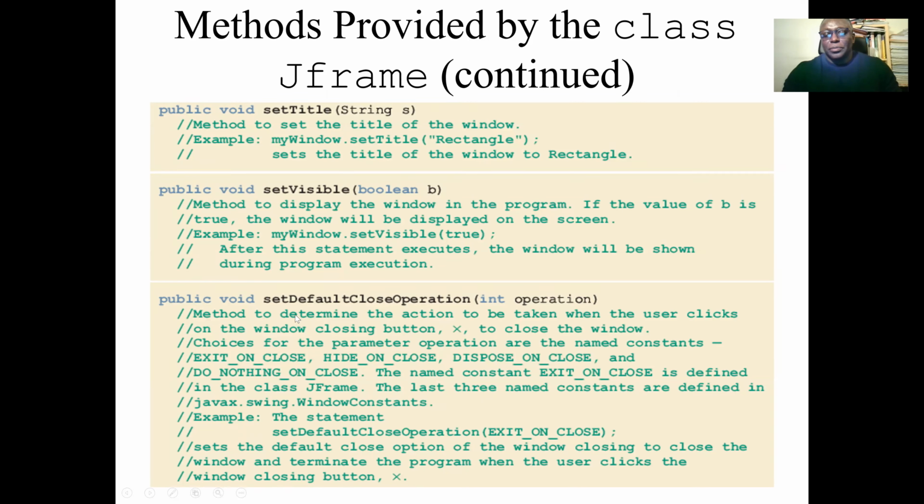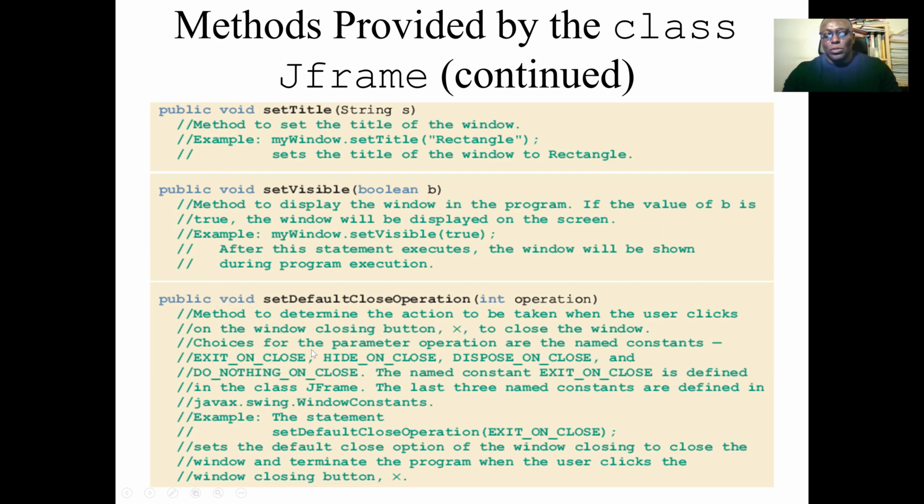Also, we can use the method setDefaultCloseOperation. And then what type of operation? We have different options; an example here is EXIT_ON_CLOSE. This is a method to determine the action to be taken when the user clicks on the window close button.